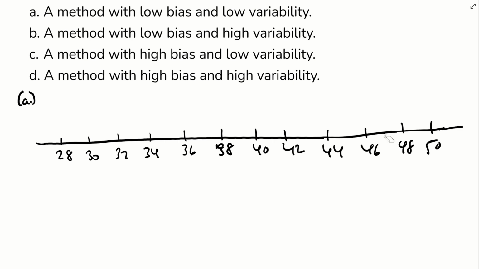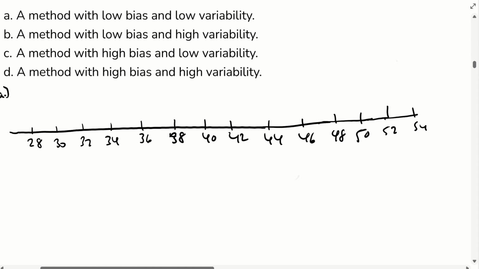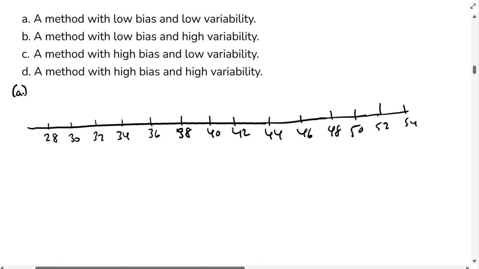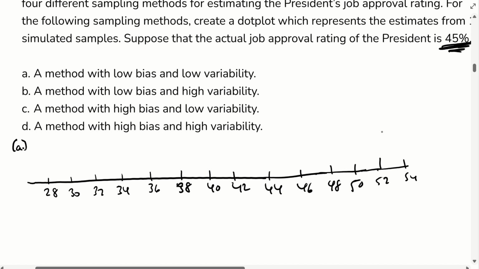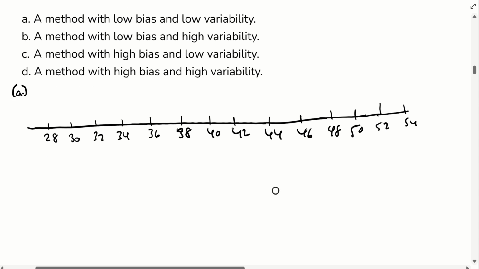Yeah, let's just do the 50. Actually, let's do 52, 54. Let's do that. Okay, so clearly, since the true value is 45%, our median should be here, right, when we do the dot plot. So let's go ahead and do that.